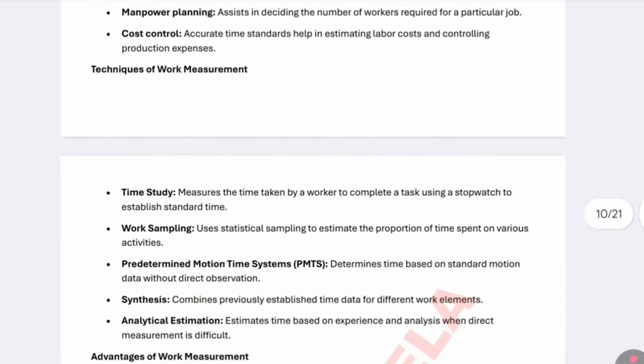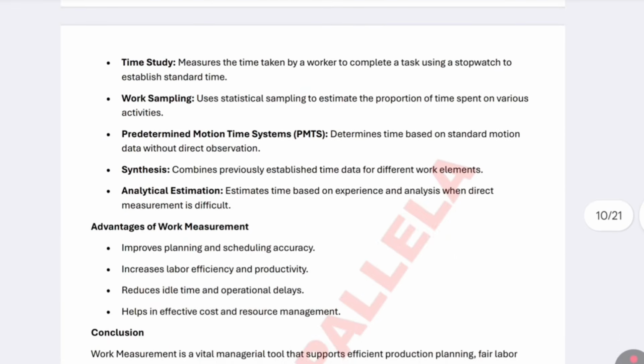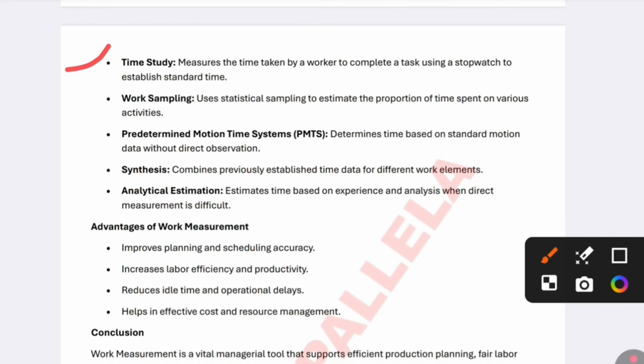Then what are the techniques we have? First one is time study, meaning how much time a worker takes to complete a task, like using a stopwatch to see how much time you take to finish this answer. Next one, work sampling, meaning the proportion of time spent on various activities. For that this technique is useful. Next one, PMTS, predetermined motion time systems.